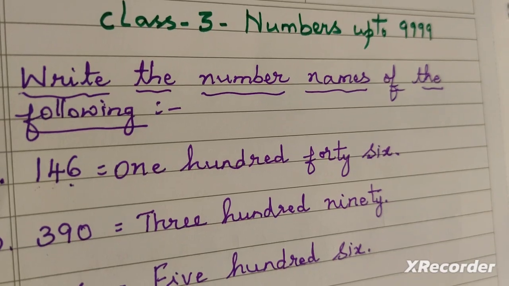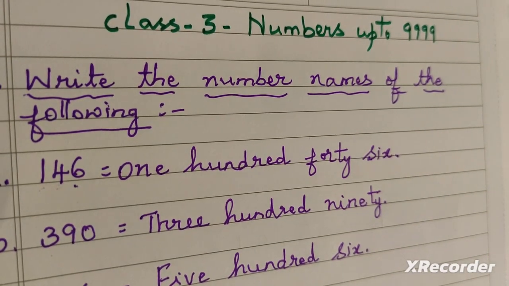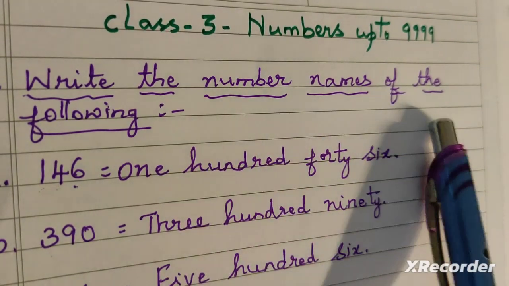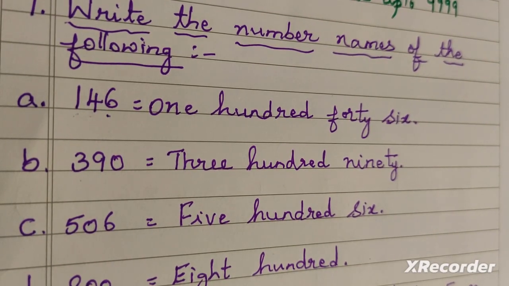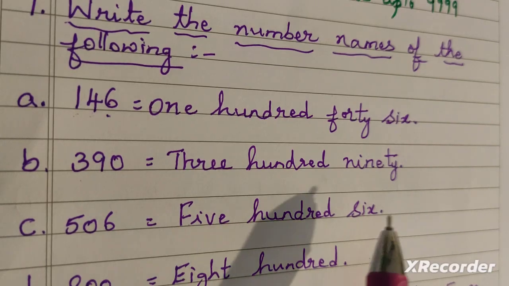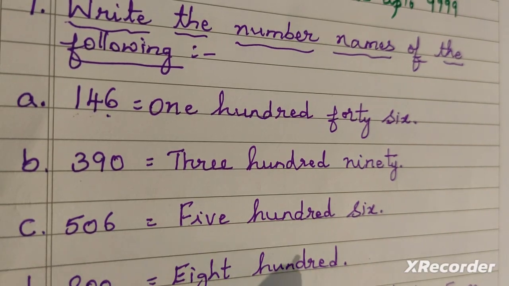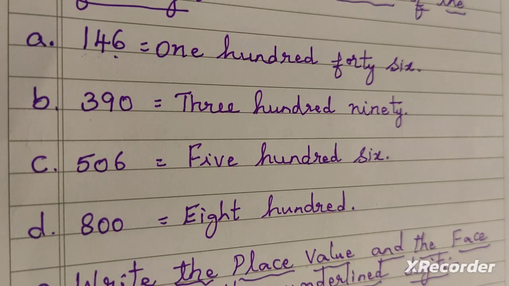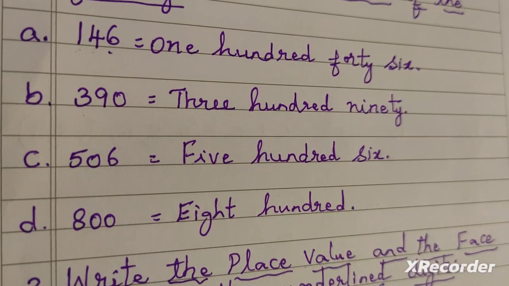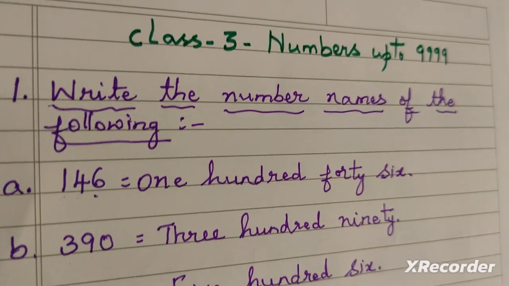Then again you have number names, writing the number names of the following. The given number is 146. How are you going to write in expanded form? How are you going to write it in number name? 146, 390, 506, 800. Just go through this also.